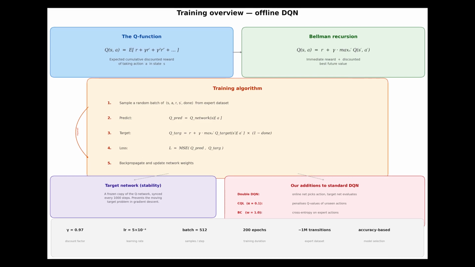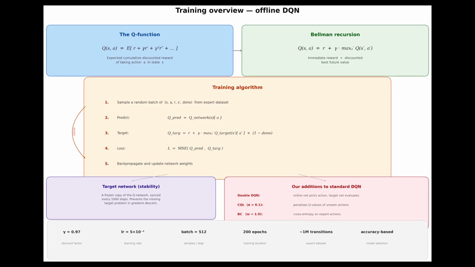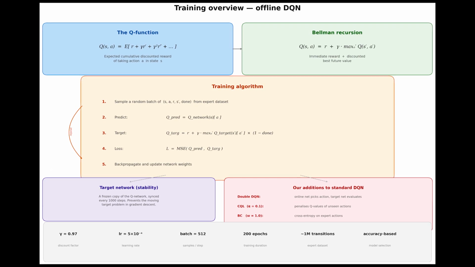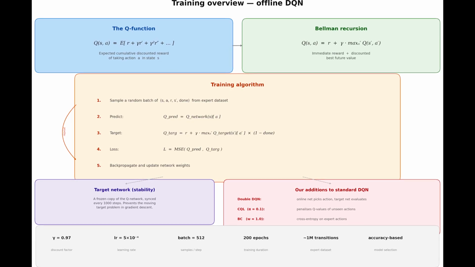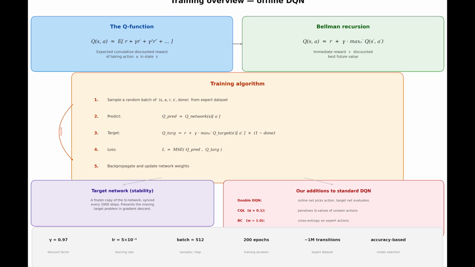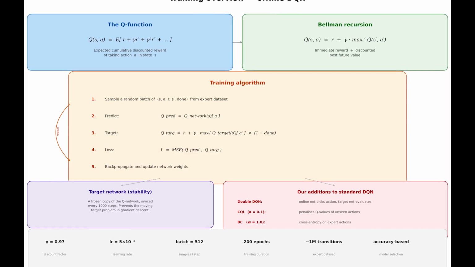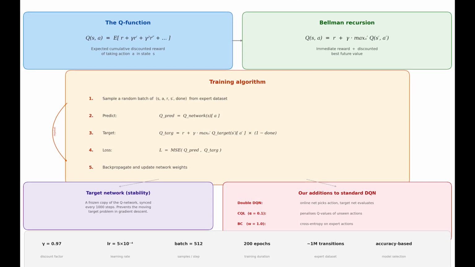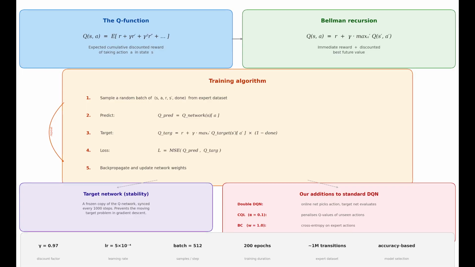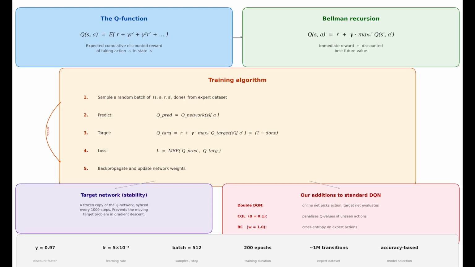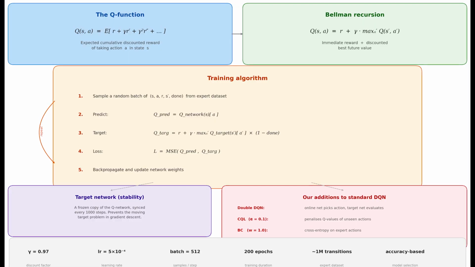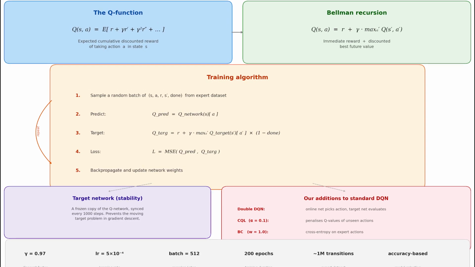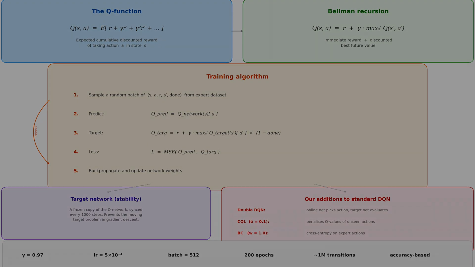The training loop is straightforward. We sample a batch of transitions from our expert dataset, compute what the network currently predicts for each state action pair, compute a target using the Bellman equation, and minimize the mean squared error between the two. A key detail is that we use a separate target network, which is a frozen copy of the DQN that only syncs every 1,000 steps to keep the training targets stable. Without this, the targets would shift with every gradient update, creating a moving target problem that destabilizes learning.